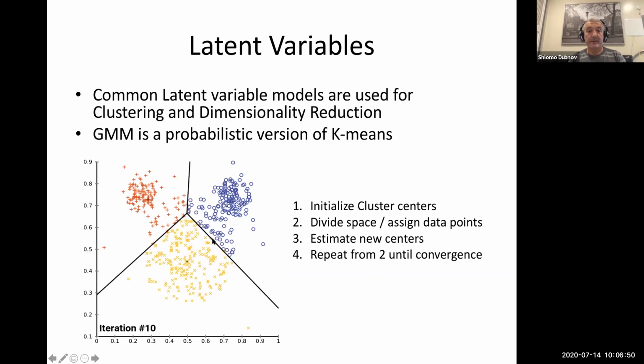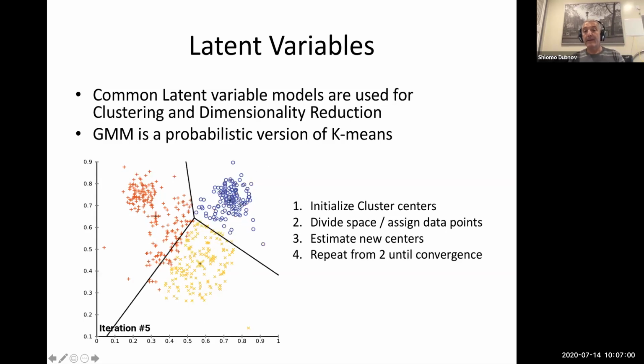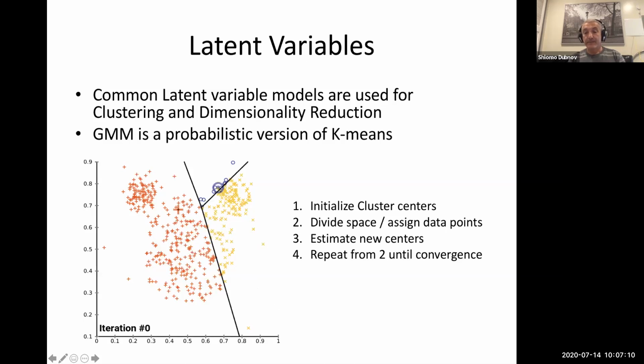Basically, there is an optimal solution. It depends on the initialization. I mean, it will converge, and not always to the same solution, but once it converges, it is basically at least a locally optimal division of these points into clusters.